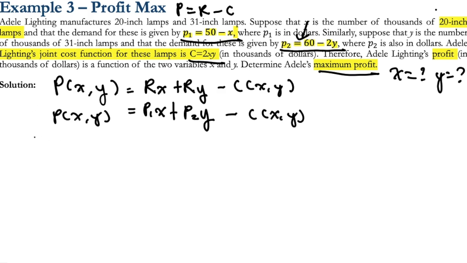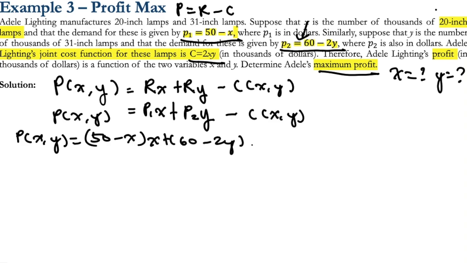So let's make it more specific. Therefore, profit function of selling both types of lamps is actually 50 minus X times X plus 60 minus 2Y times Y minus the joint cost, which is 2XY.